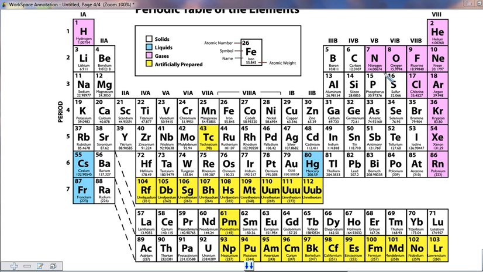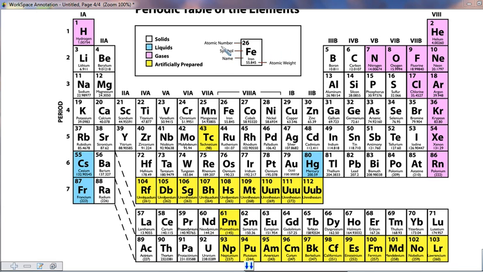Okay guys, today's video is a review of the periodic table of elements and how it's arranged and what all we can find from it. Most periodic tables will come with a key that will allow you to understand a lot of things. We realize that our solids, which are here, are clear or white, our liquids will be in blue, and gases will be in the violet color, and artificially prepared ones that are man-made are in yellow.